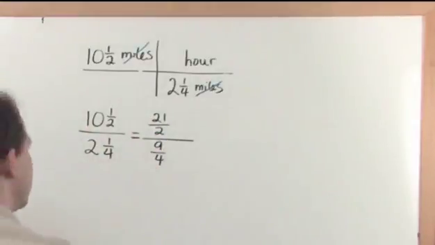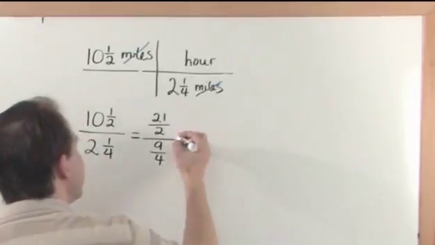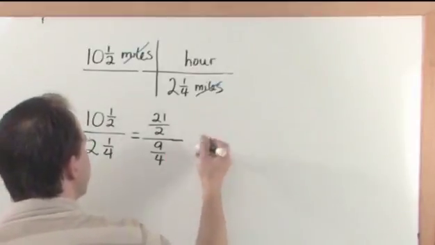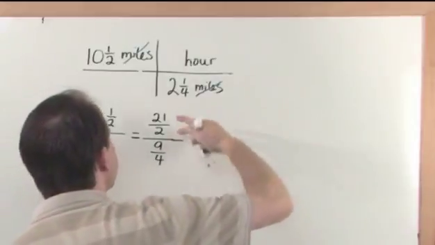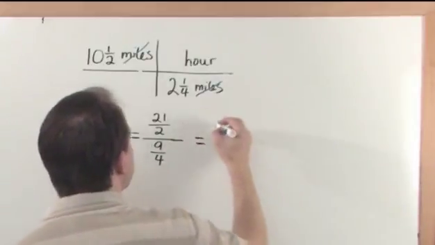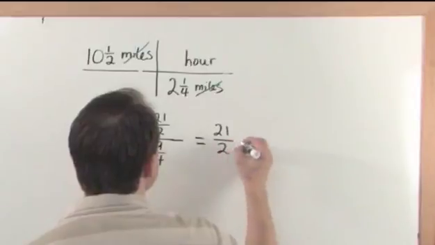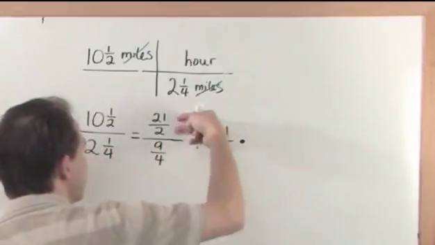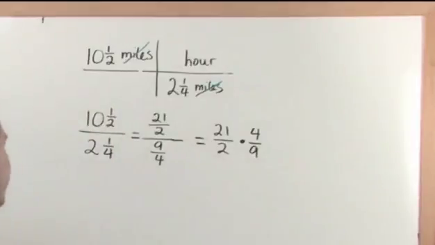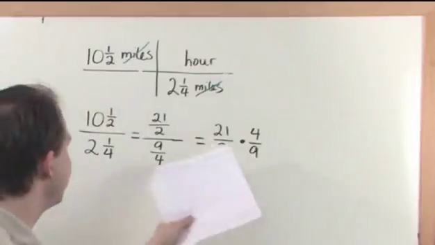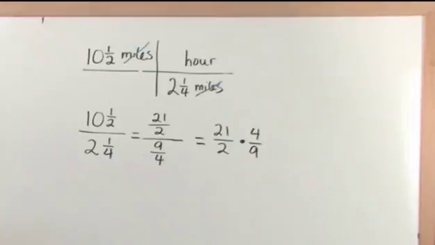And now we can do our little trapeze act, turning this division of two fractions into multiplication. You just take the bottom fraction, flip it over, and multiply. So we have 21 over 2 multiplied by, flip it over, 4/9. Okay, so we've turned our division of fractions into a simple multiplication problem, which we know how to solve.